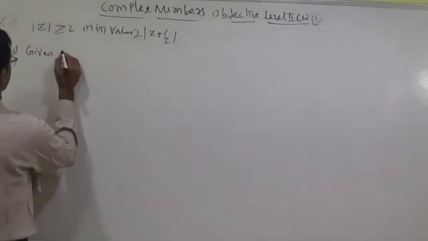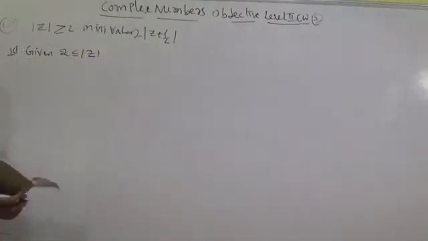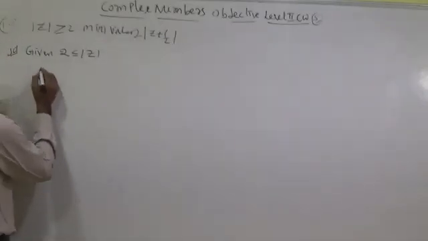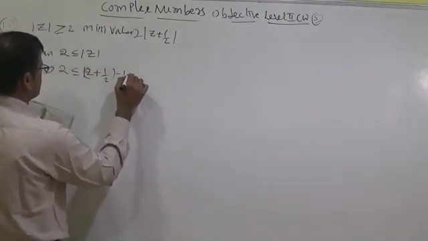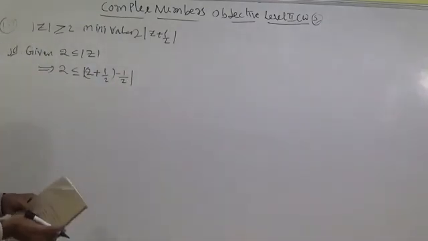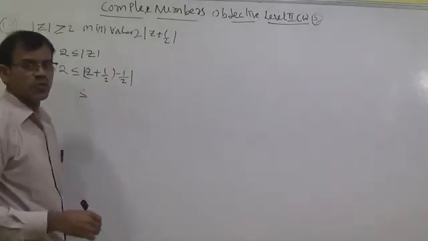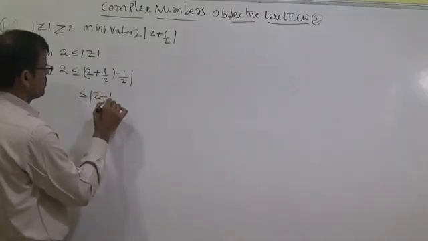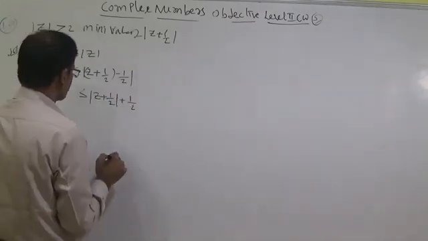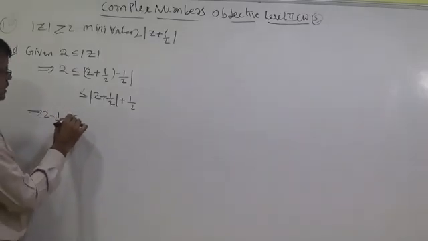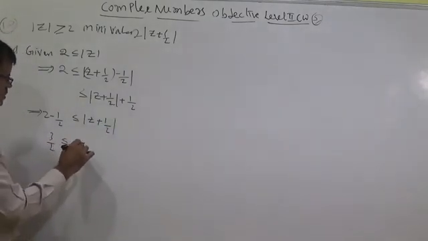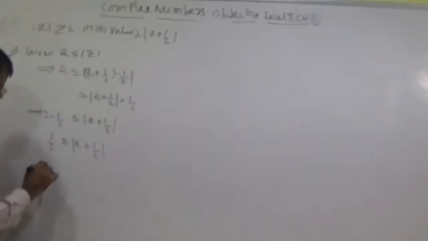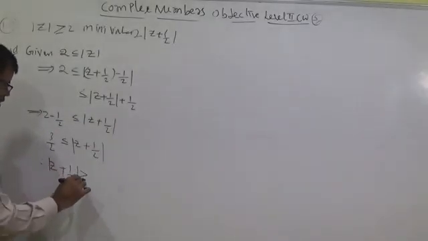Given 2 less than or equal to modulus Z. Of course, mod Z greater than or equal to 2. Less than or equal to, add like this, Z plus 1 by 2 minus 1 by 2. So this is according to the triangle inequality. This can be understood as modulus of Z plus 1 by 2 plus 1 by 2 separately. That implies if you write 2 minus 1 by 2, less than or equal to modulus of Z plus 1 by 2. So 2 minus 1 by 2 becomes 3 by 2. 3 by 2 less than or equal to modulus of Z plus 1 by 2. Therefore, modulus of Z plus 1 by 2 is greater than or equal to 3 by 2.